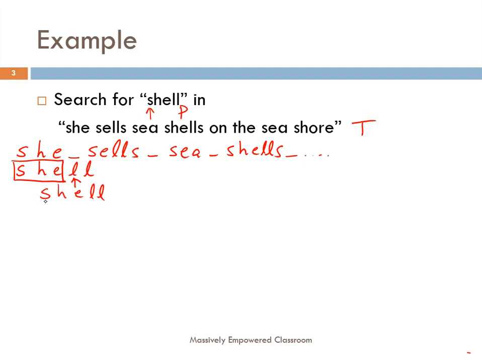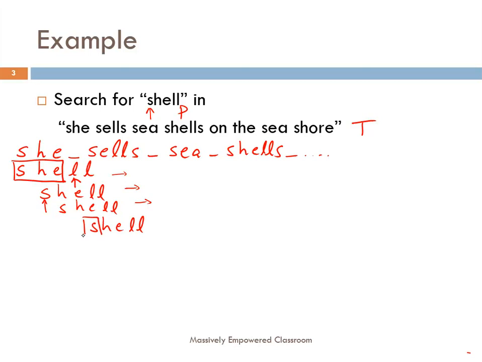Now the very first letter does not match in this case. This is S, that is H. So I advance it by 1 more position, and I write shell here. Like this, we advance by just 1 position each time. When you come under "sells", when I write shell here, what happens?